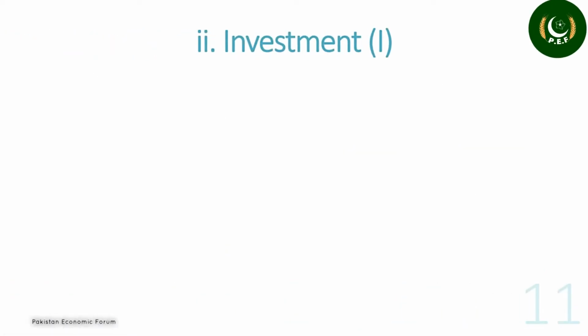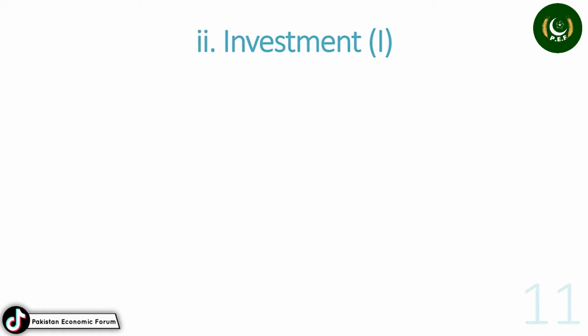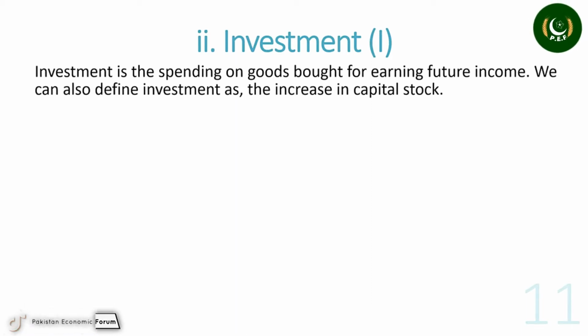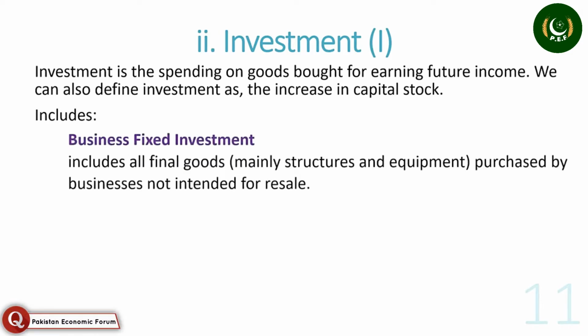Second component is investment. Investment is the spending on the goods bought for earning income. We can also define investment as the expenditure on increasing capital stock. The investment includes business fixed investment, which includes all final goods and services, especially structures and equipments purchased by businesses not intended for resale.